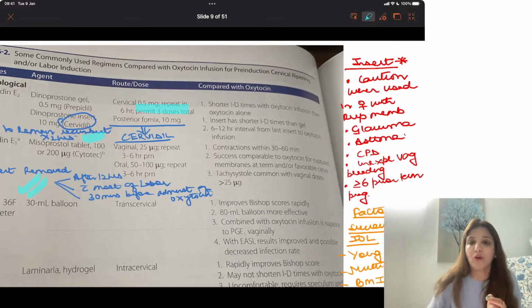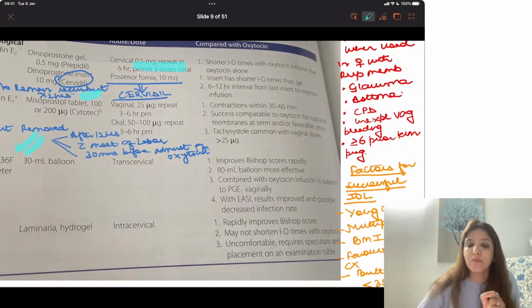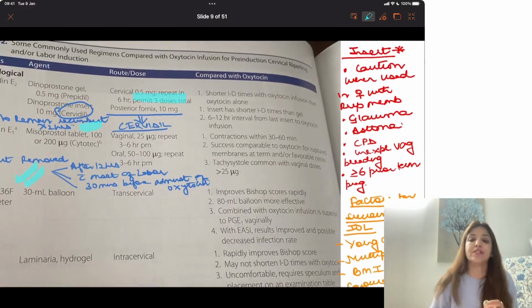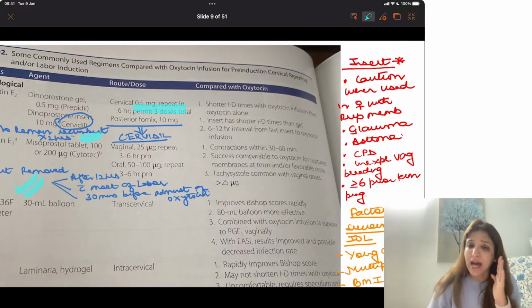Then other important points on the insert or the Servidil is that Williams says it should be used with caution in females with ruptured membranes, in females with glaucoma, asthma, CPD, unexplained vaginal bleeding, and more than or equal to 6 prior term pregnancies, right? So in these conditions, Servidil or this dinoprostone insert has to be used carefully.